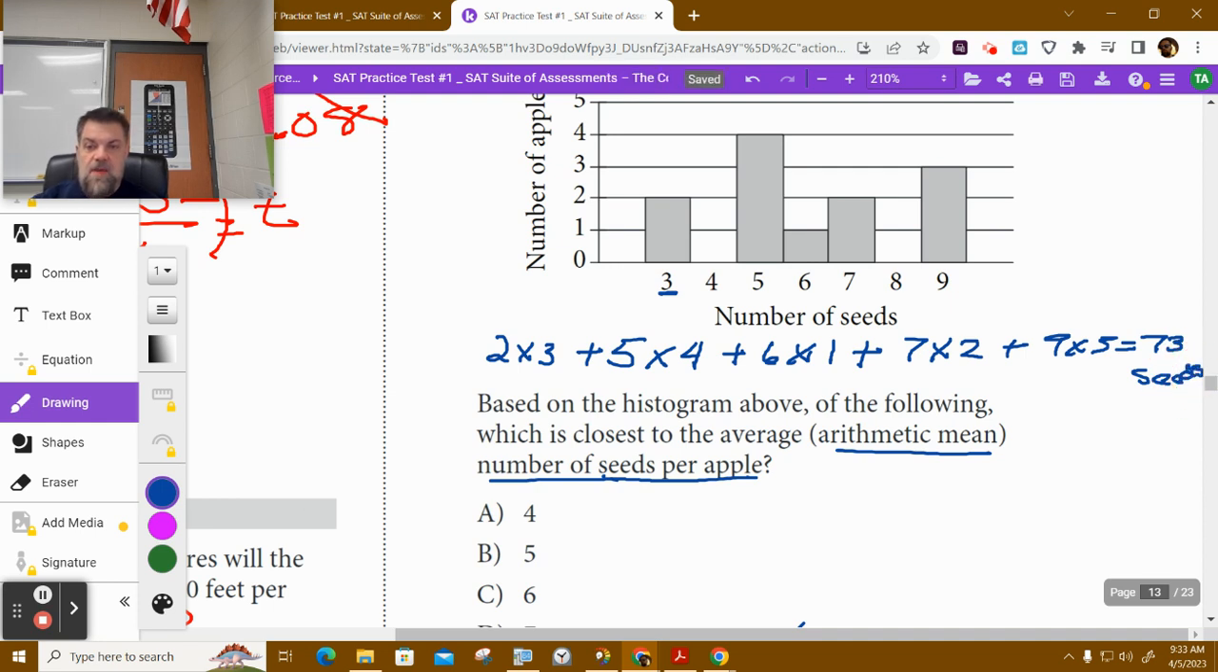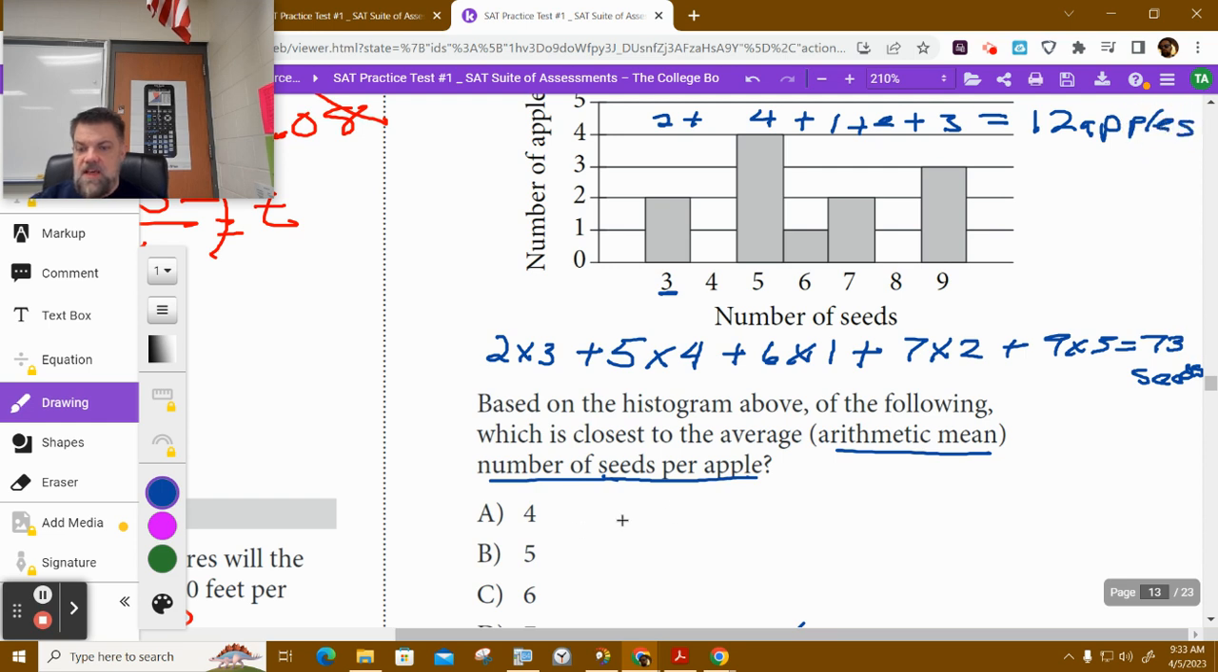And then how many apples were there total? Well, now we got to add them up. So the total number of apples was 2 plus 4 plus 1 plus 2 plus 3. So 2 plus 4 is 6, plus 1 is 7, plus 2 is 9, plus 3 is 12. So there are 12 apples.